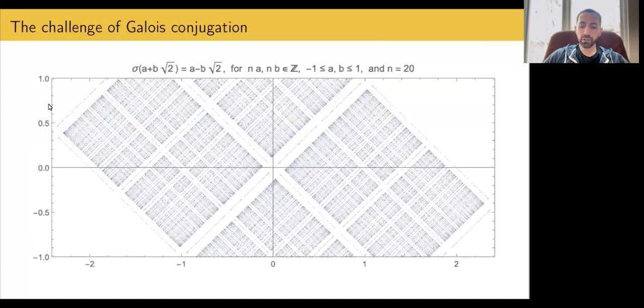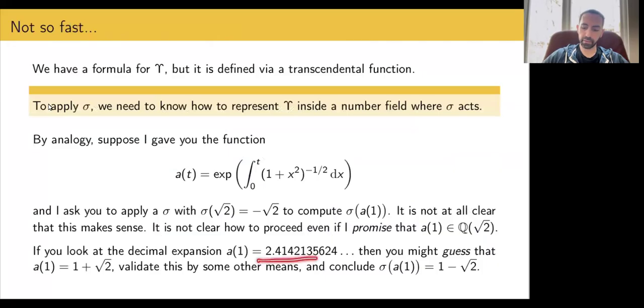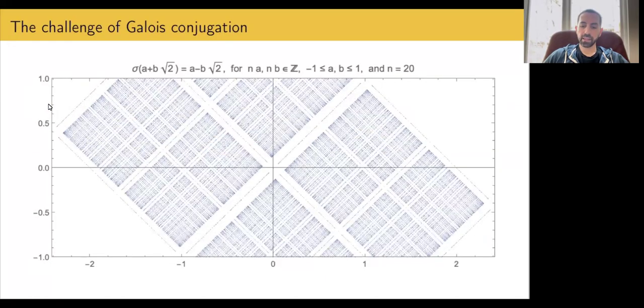Okay. So you can do that, but it's not at all as easy as you might think, because this Galois conjugation operation on real numbers, that is, when I evaluate this thing to some precision, is violently discontinuous. Okay, this is a plot of fractions whose denominator is at most 20. So rationals a and b with denominators at most 20. And I'm just looking at the plot of those numbers on the real line and their image under the Galois conjugation.